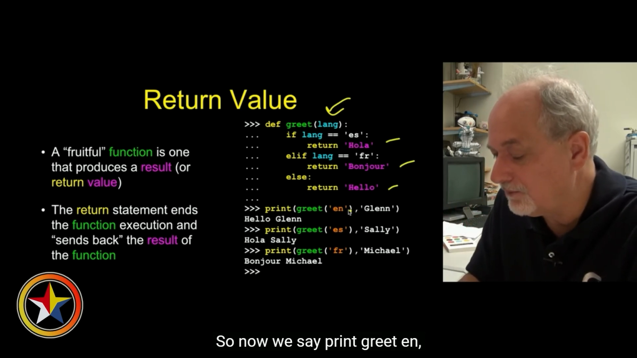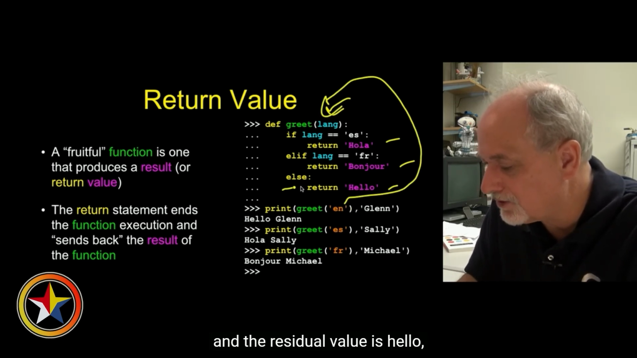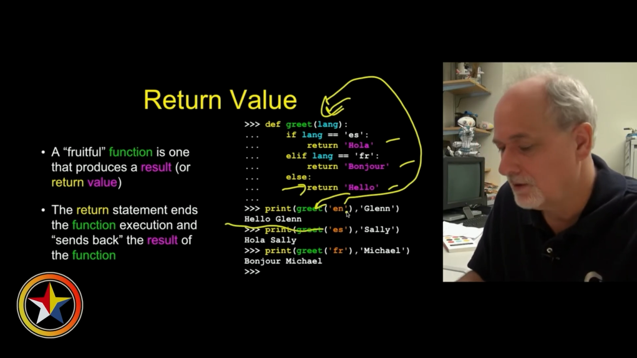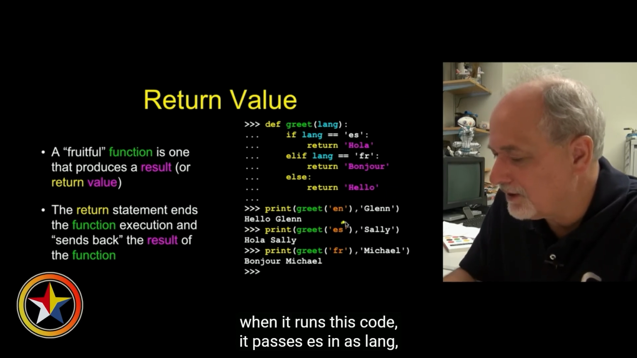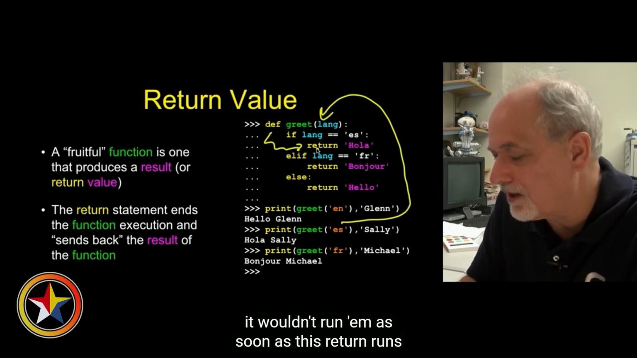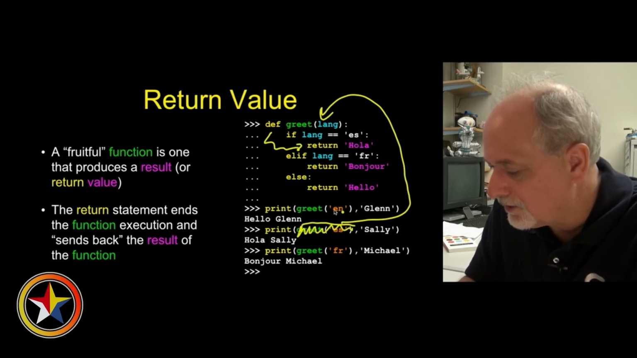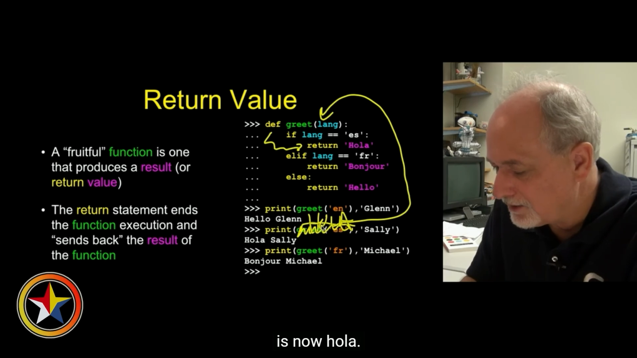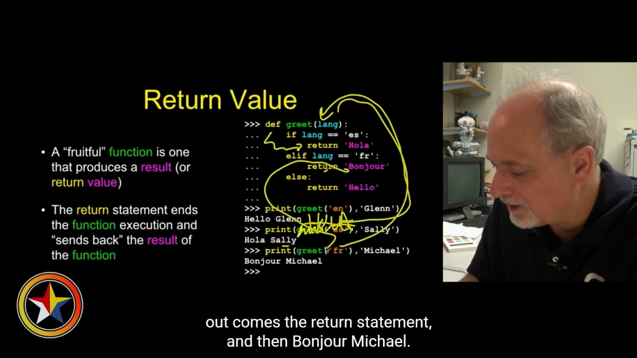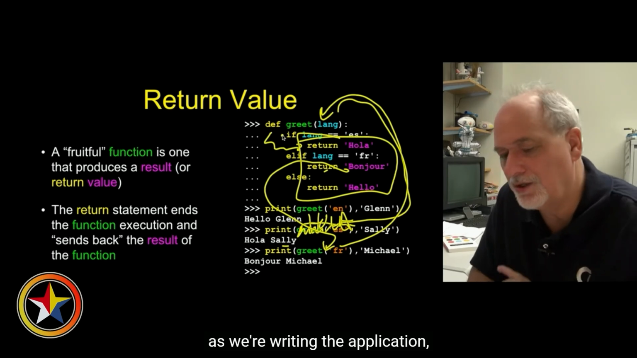So now we say print greet en, so it runs the code once. Lang is en, and then it runs this code, and the residual value is hello, so it says hello Glenn. And similarly, when it runs this code, it passes es in as lang, it runs through, and it runs this statement. If there were more statements, it wouldn't run them. As soon as this return runs, this bit right here is now hola. So hola Sally. And the same with French. It goes in, runs again, out comes the return statement, and then bonjour Michael. So you see how we can control this as we're writing the application.